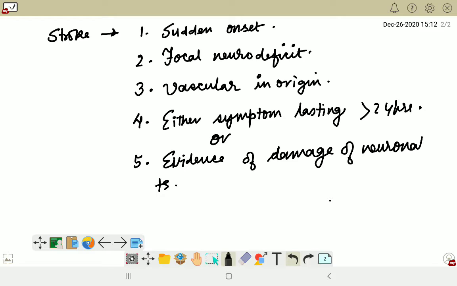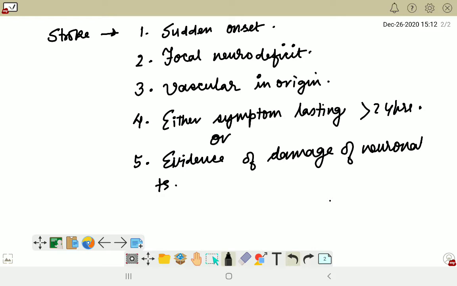So if we go into the detail, this is based on the WHO definition of the stroke. So it's a sudden onset. Usually the patient has got focal neurodeficit, and it is vascular in origin, and either symptom is lasting more than 24 hours or there is evidence of neuronal tissue damage irrespective of the duration of the symptom.